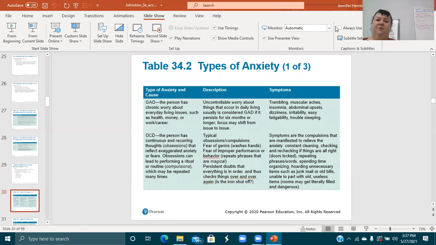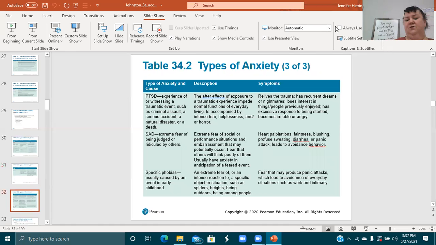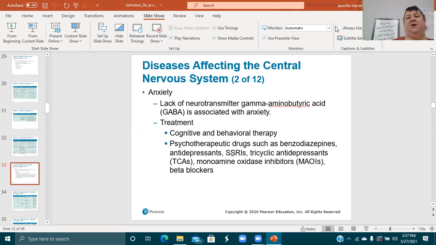Table 34.2 on page 586 depicts types of anxiety. Do please look through this table. It details out these different types of anxiety, and there will be some test questions regarding these. Again, though, I am not going to go through this table personally. I find that when it comes to the charts and tables, it works best just for you to look through those at your own leisure.